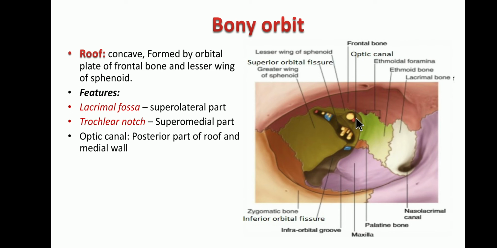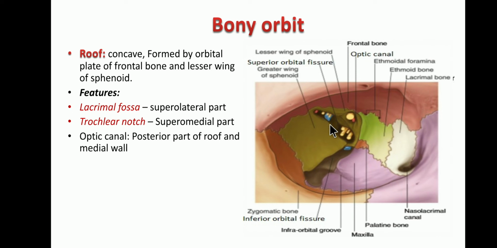This is your lesser wing of sphenoid. This is the superior orbital fissure, which is between the lesser wing of sphenoid and this part, the orbital surface of the greater wing of sphenoid. Here you see the inferior orbital fissure, which is between again the greater wing of sphenoid and the zygomatic laterally, and the orbital surface of the maxilla medially. This is the inferior orbital fissure. The superior orbital fissure transmits many structures. I will be speaking about the superior orbital fissure in the second part of the orbit.